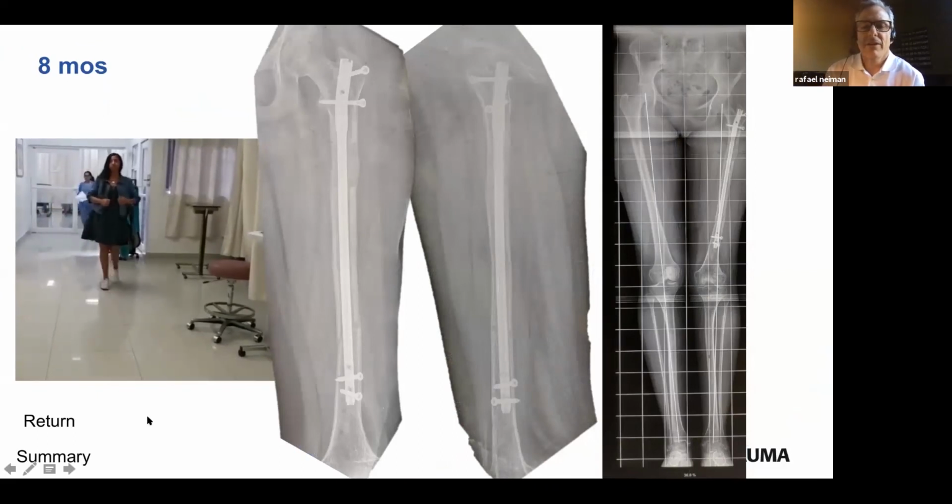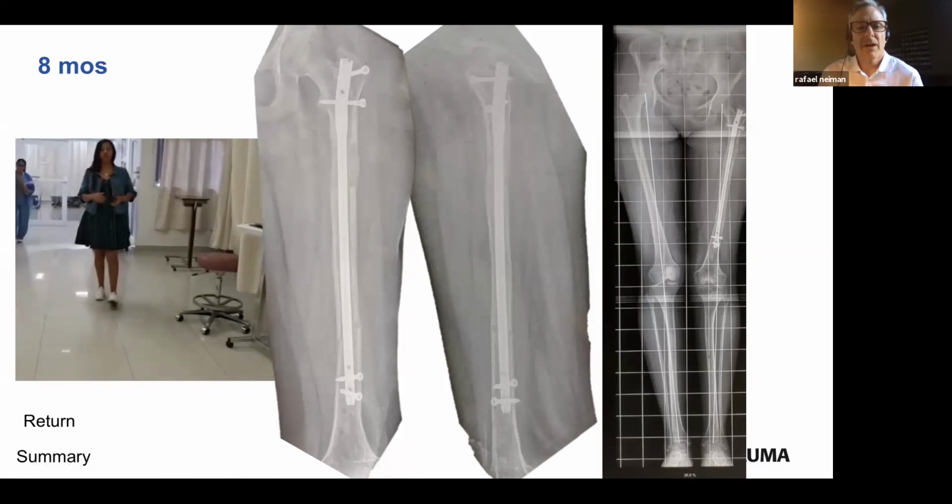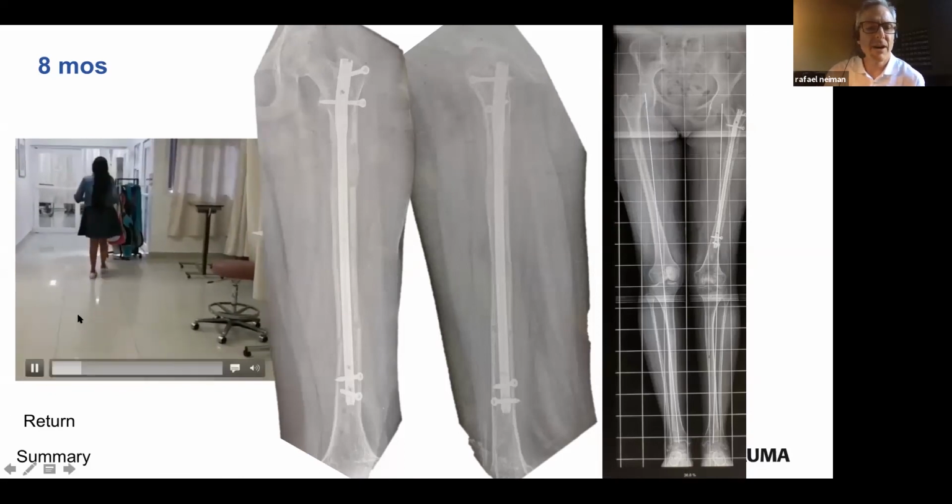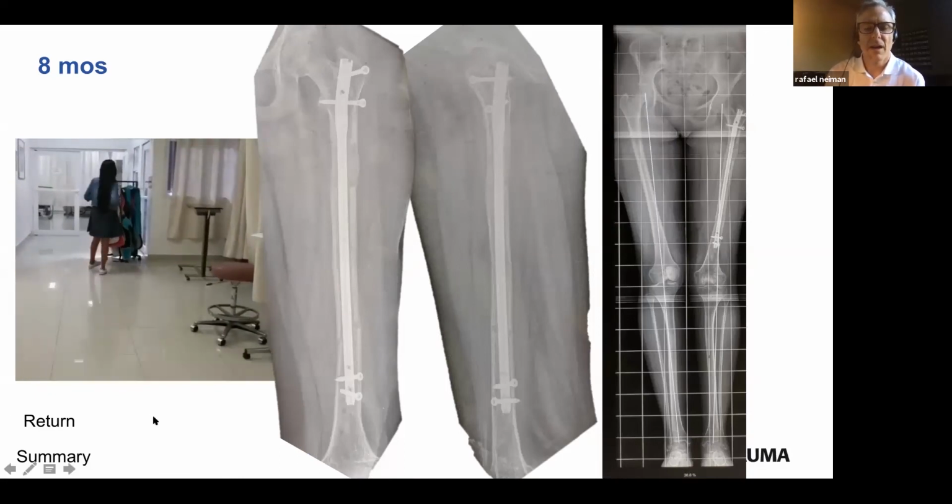So there are definitely, every time you put one of these rails on, you're going to have some issues with pins. And as you said, cantilever bending is a real challenge. Any other comments we want to make before I summarize?